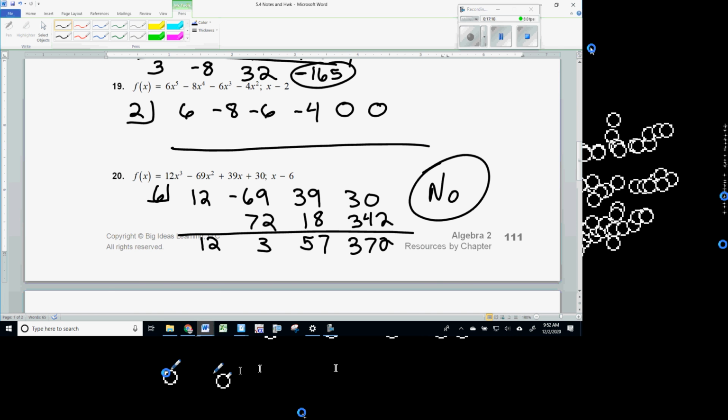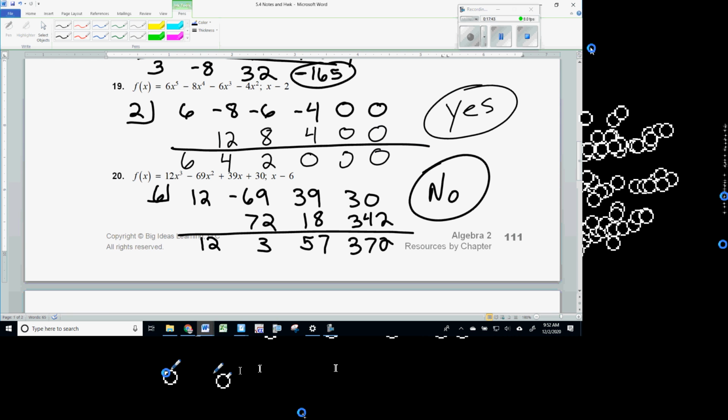Now we drop the 6. Multiply 2 times 6 is 12. Add is 4. Multiply is 8. Add is 2. Multiply is 4. Add is 0. In this case, it works out for us because now we're going to take 2 times 0 is 0. 2 times 0 is 0. And so our remainder is 0. So this is yes.